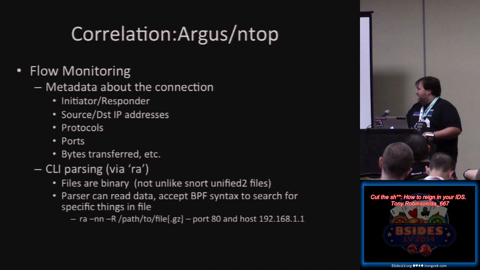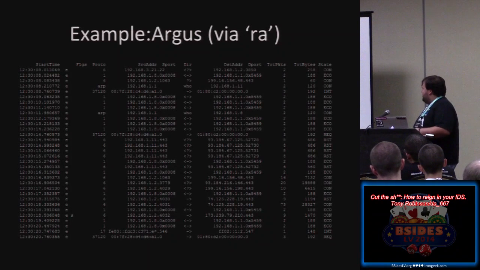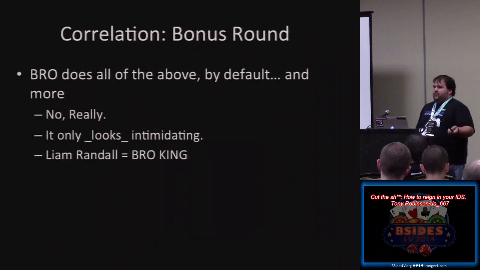And here's a screen cap. I know it's really tiny, but you can see that there's ICMP traffic here, that there's TCP traffic, that there's ARP here, just the metadata: how many bytes, how many total packets, who initiated the connection, and things of that nature.